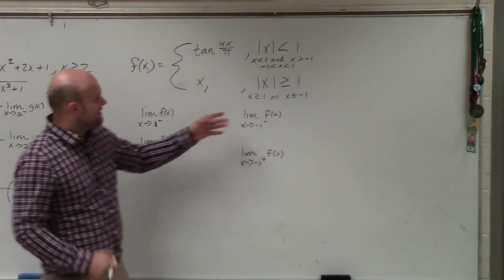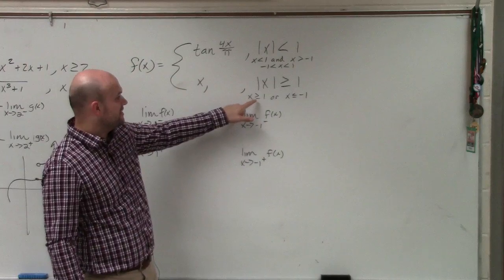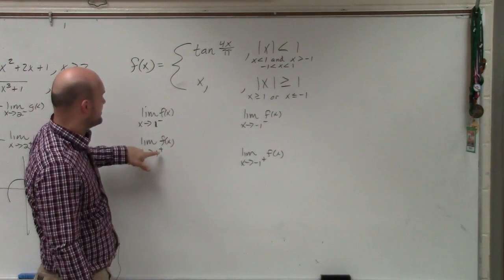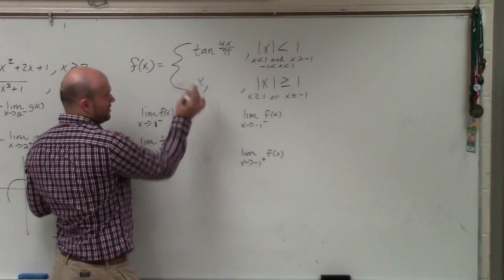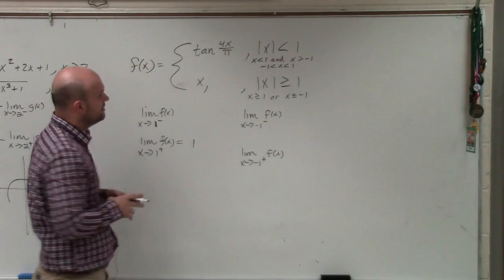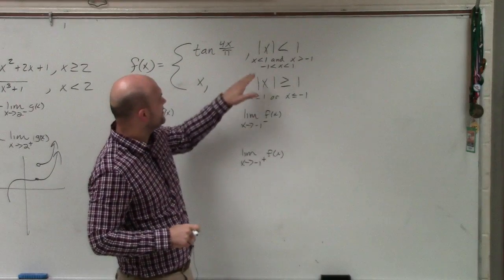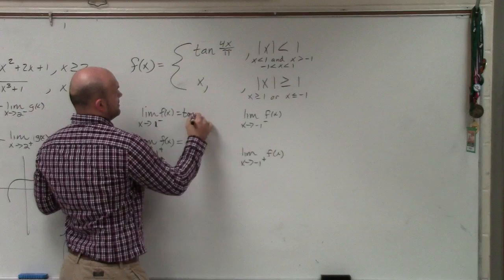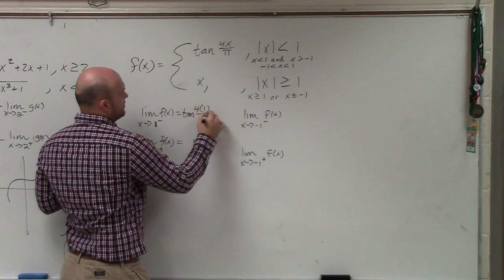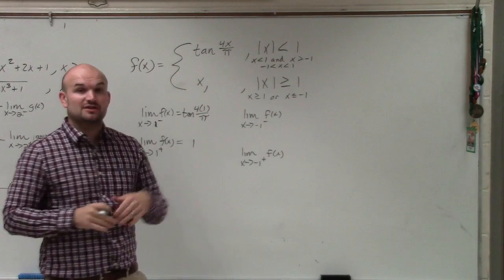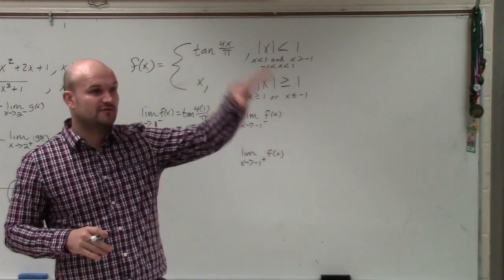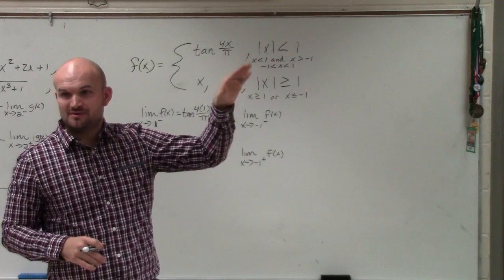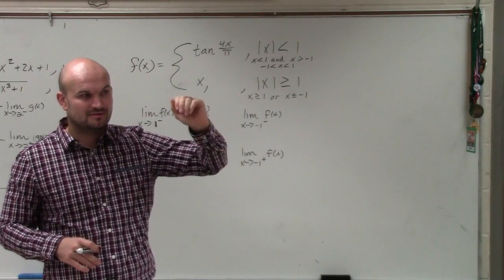And what you guys can see is, if it's greater than 1, obviously that's going to be evaluating 1 from the right-hand side. So if I just plug in 1 for x, I get 1. Evaluating 1 from the left-hand side is going to be up here. So that's going to be the tangent of pi times 1 over 4. And if you guys think of the unit circle, pi over 4, right, is 45 degrees. Tangent is square root of 2 over 2, comma square root of 2 over 2, which would equal 1.